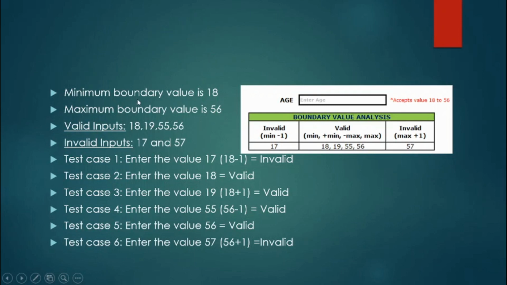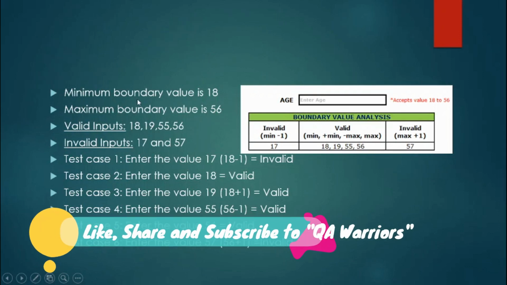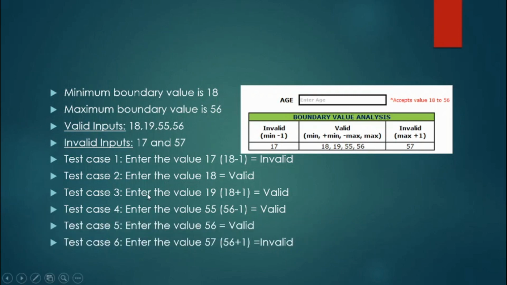Now you can see here the minimum boundary value is 18 and the maximum boundary value is 56. Valid input values are 18, 19, 55, 56, or any number between 18 and 56. Invalid inputs are 17, meaning less than 18, and 57 and more, meaning greater than 56. The first test case is to enter the value 17. If you enter 17, then your test case will be invalid.